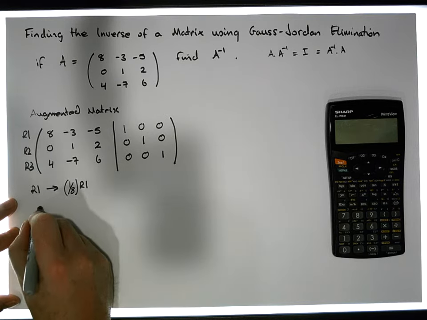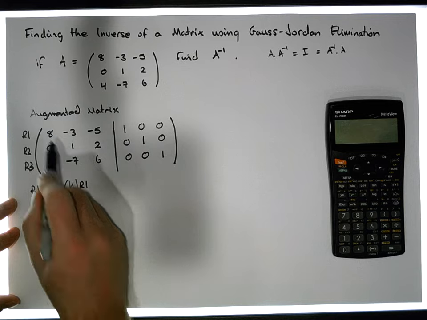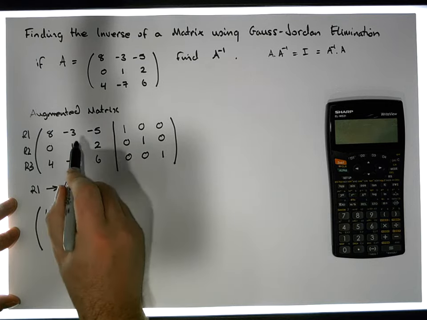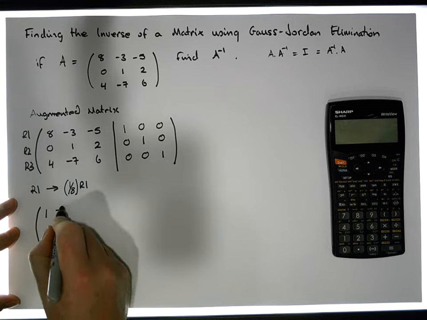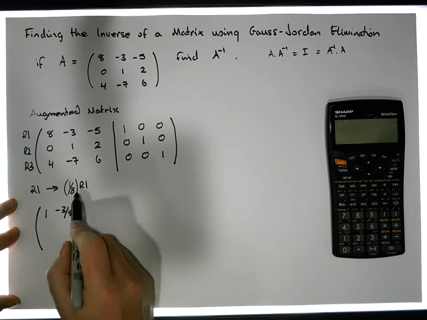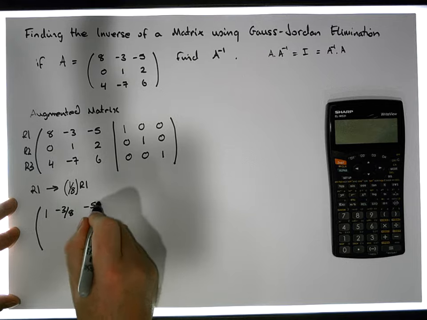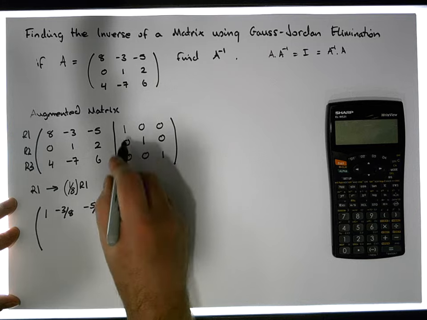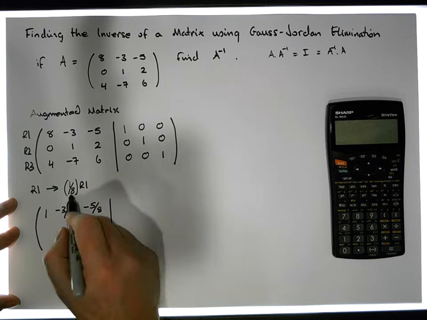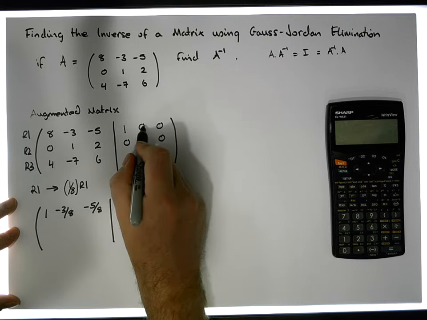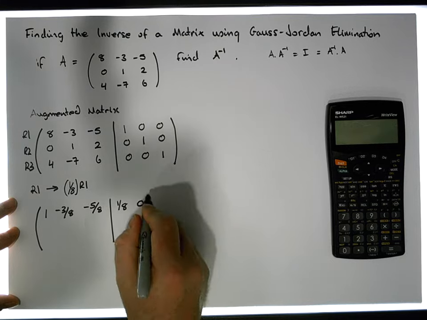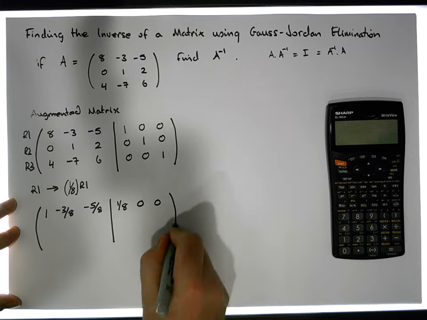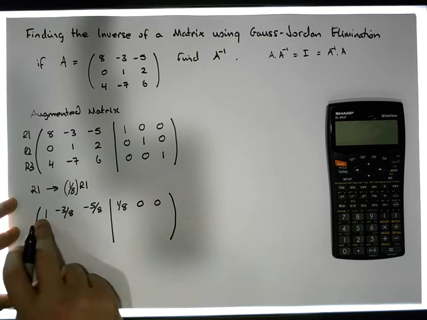So I'm going to reproduce my matrix. 8 multiplied by 1/8 gives us 1. Minus 3 multiplied by 1/8 gives us minus 3/8. Minus 5 multiplied by 1/8 gives us minus 5/8. Continuing across, 1 multiplied by 1/8, that's the value here for our 1, gives us 1/8. 0 times 1/8 gives us 0. 0 times 1/8 gives us 0. So that was the update operation we have performed for the first row.